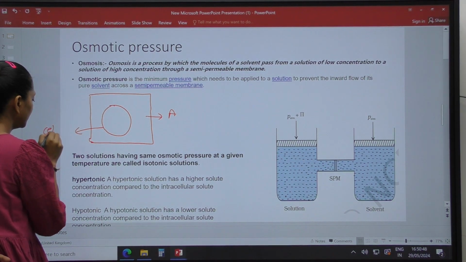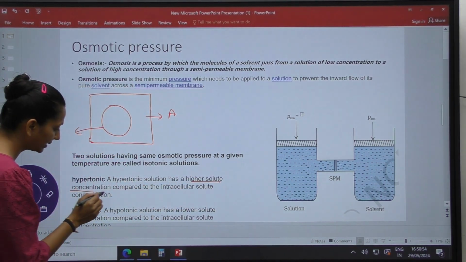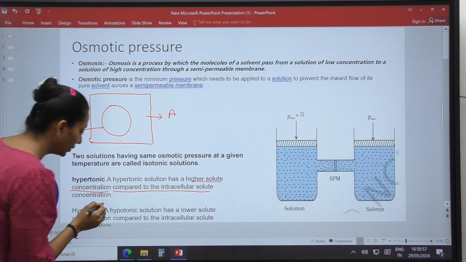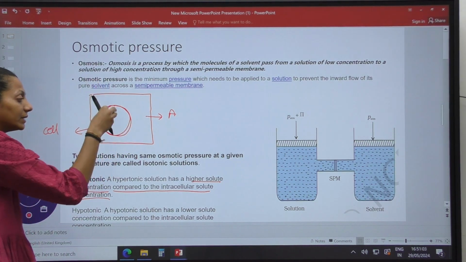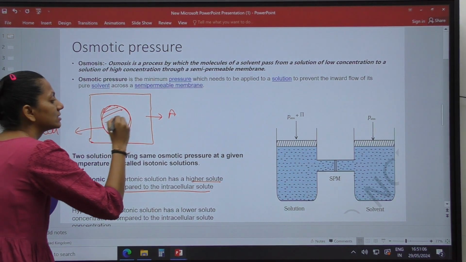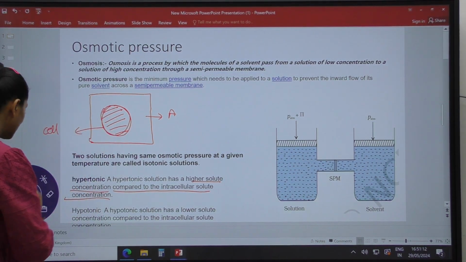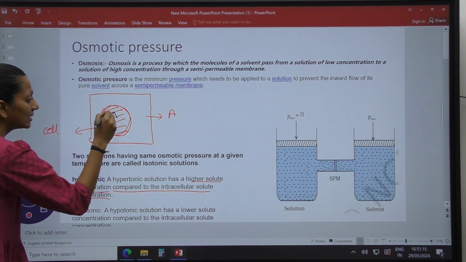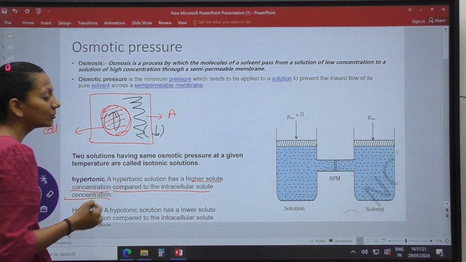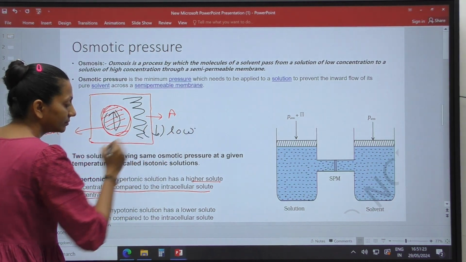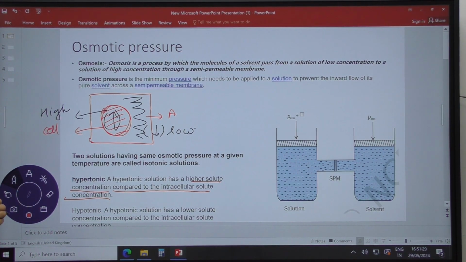A cell is kept in this. A hypertonic solution has a higher solute concentration compared to the intercellular solute concentration. This is the cell I am using, so intercellular means the material inside this one. The intercellular concentration is low, whereas the outside area has high concentration. This is my high compared to the intercellular.